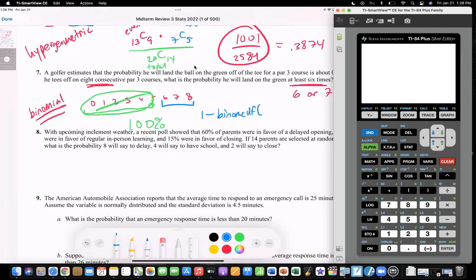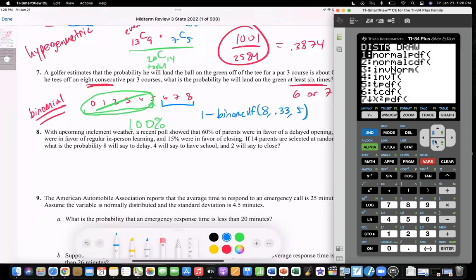Okay, so we have 8 consecutive courses. It's a 33% chance, and we want to go up to 5. So that's what we're going to type in. Okay, so let me go to my distributions here. So binomial Cdf. Okay, so 8 courses, we want 8, 33% chance, sorry, 33, and everything up to 5.